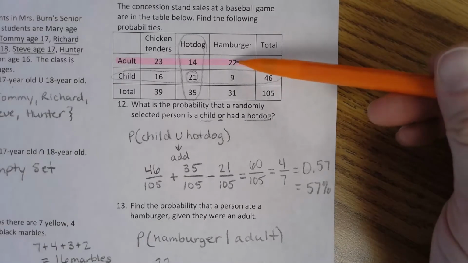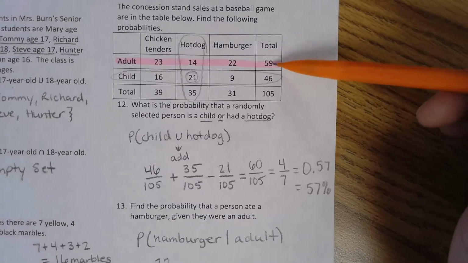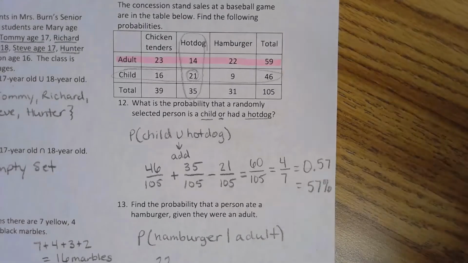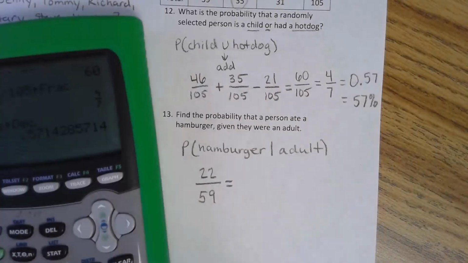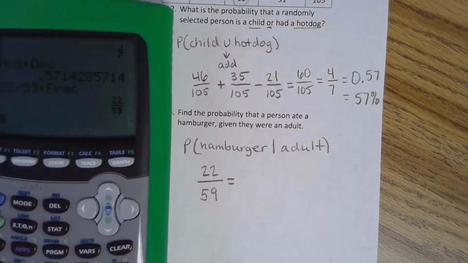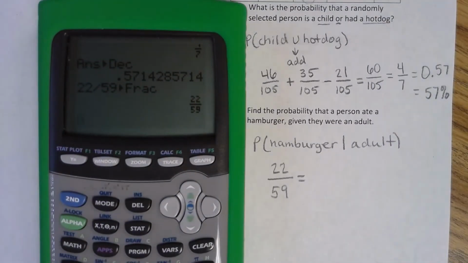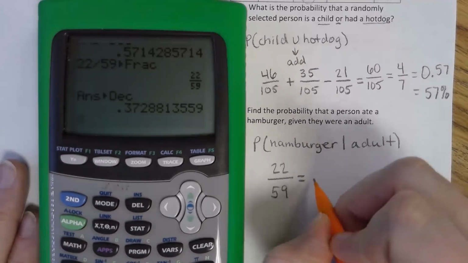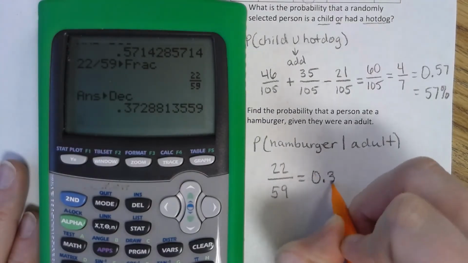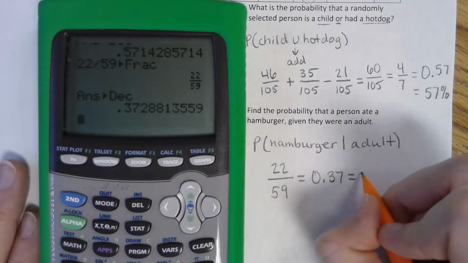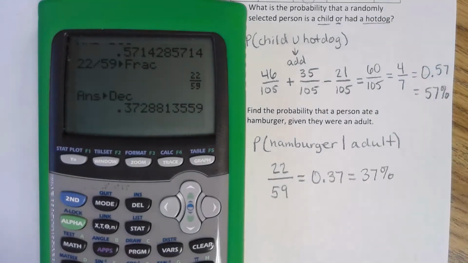There were 22 ate a hamburger given they were adults. So that was out of the 59 adults. So we have 22 out of 59. That actually does not reduce when you do math fraction. So changing it to a decimal, we get 0.37, which gives us 37%.